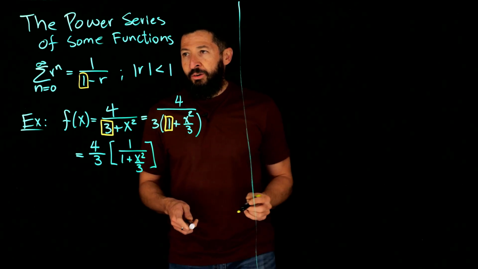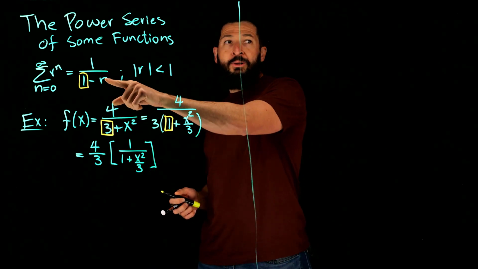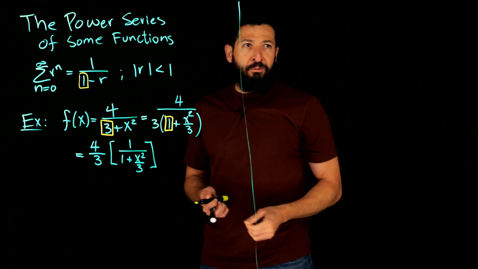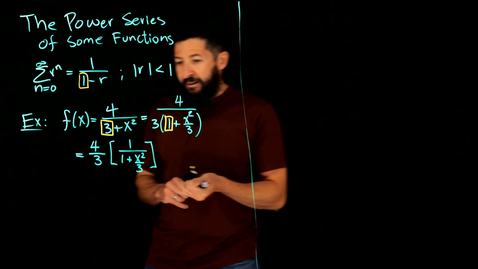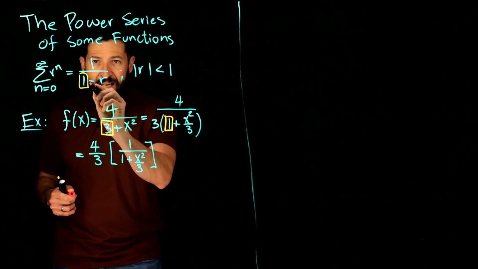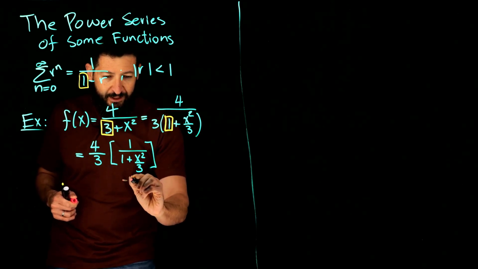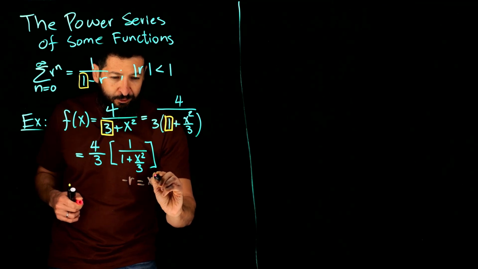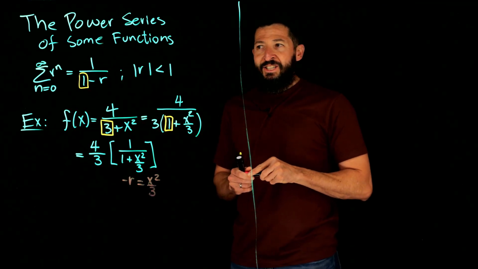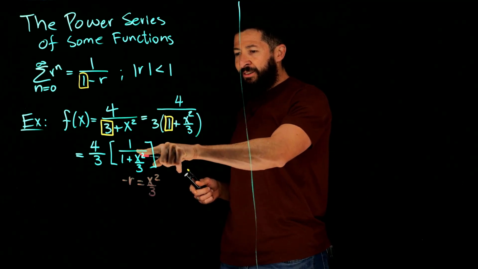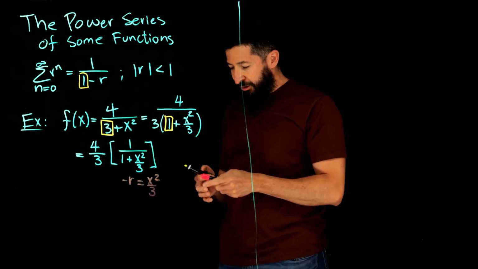Okay, so far so good. It's starting to look almost like what I want. Not too bad. So what would I need? Well, I would need that now this negative r should be equal to that x squared over 3, right? Then if I make that change, I can turn this into 1 minus r. So how do I do it?